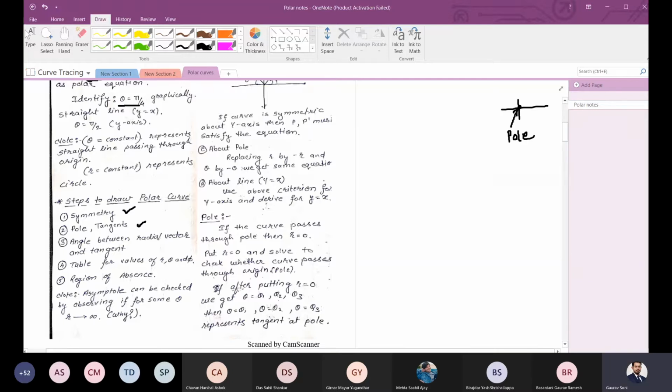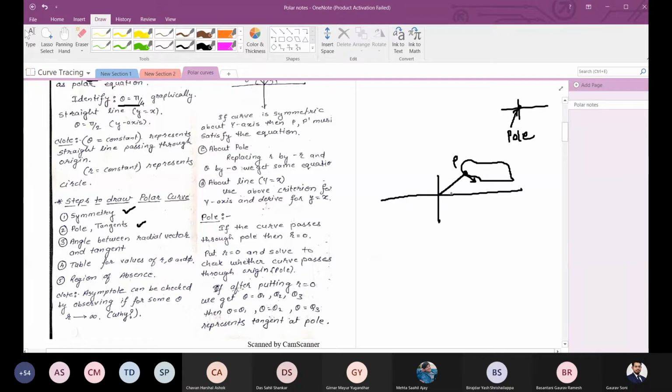Third point is the angle between the radial vector and the tangent vector. In order to explain this, I'll just draw one curve over here. So this is my curve, just for example purpose. I'll call this point P. At the point P, if I draw the tangent to this curve, the tangent is going to be like this.